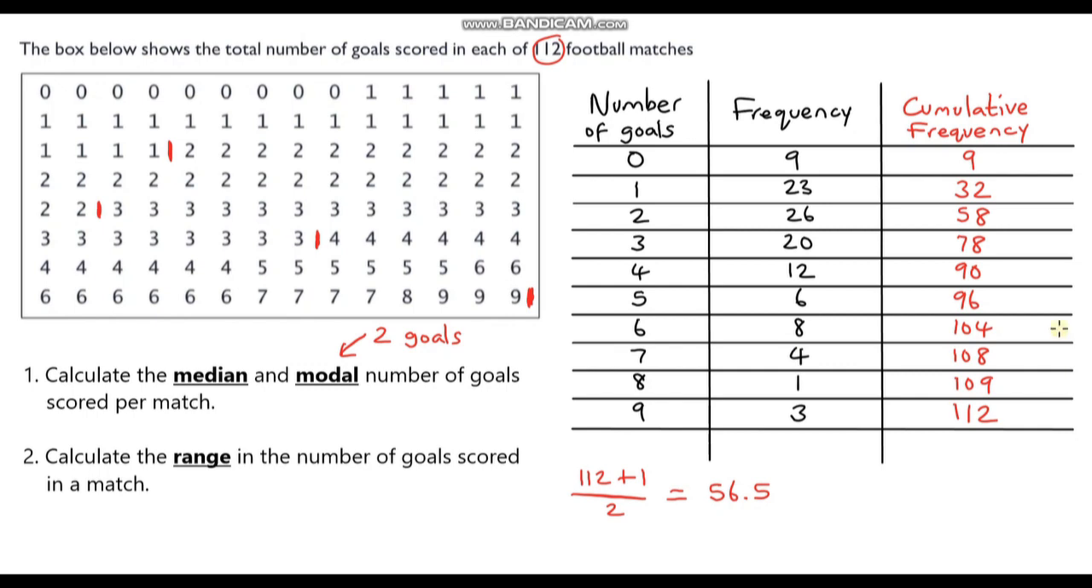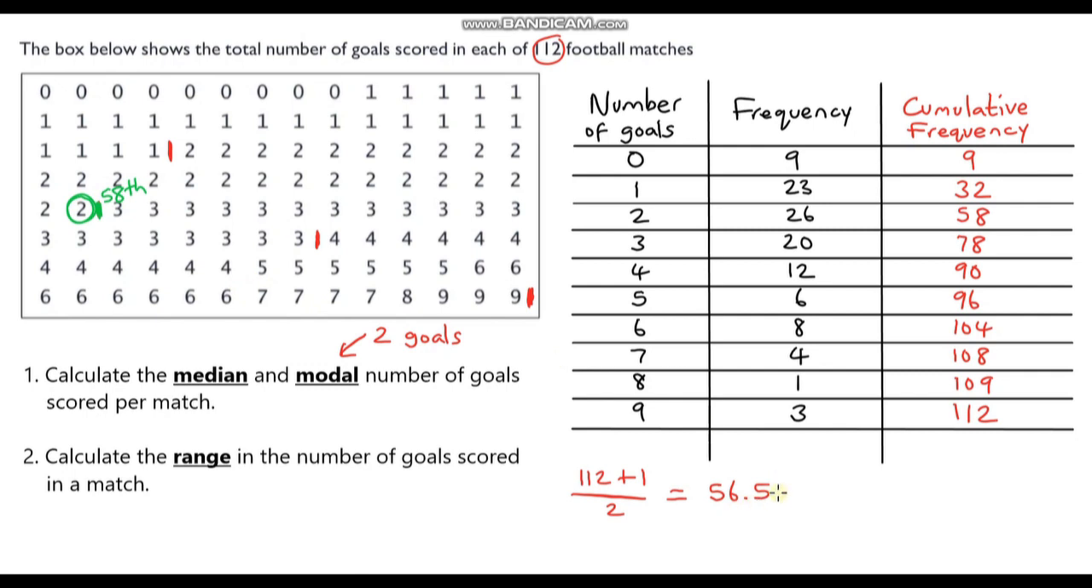So now let's have a look at our cumulative frequencies. What is the 56th and the 57th match? Well, the first 9 matches are 0 goals. Then if we add on the next 32 matches, we get to 1 goal. Now the first 58 matches, we get to 2 goals. So here, this number here, that is the 58th match.